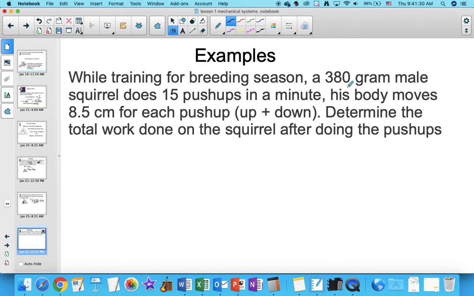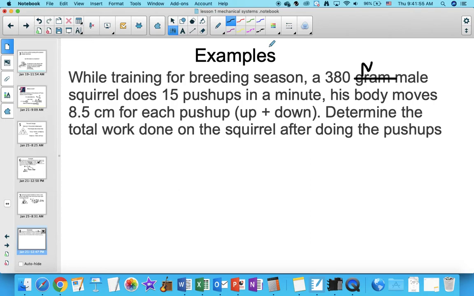Okay. So we're trying to determine the amount of work done. So here is something I'm going to show you. If you are given the mass, grams and force can be used interchangeably sometimes. Not all the time, but for the use of this unit, we will use grams and newtons interchangeably.